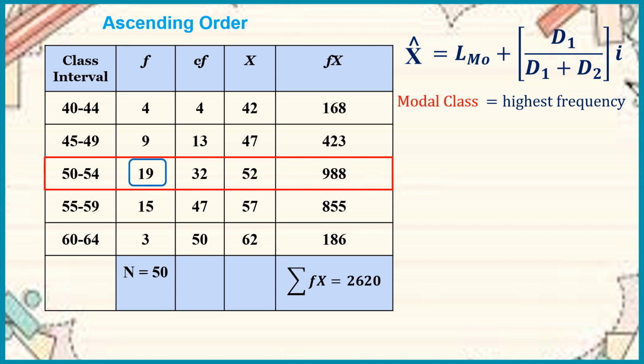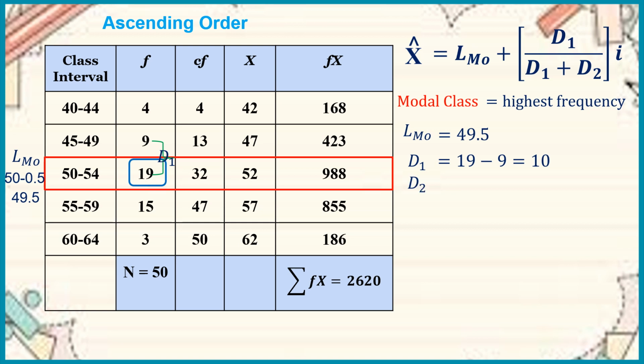And from your modal class, we are going to derive those in the formula. So first, we are going to have your LMO. To get your LMO, we are going to subtract the lower limit by 0.5. So we will be having 50 minus 0.5, which is equal to 49.5. So that is your LMO. Then next, we have D1. How to get D1? From your modal class, we are going to position your D1. And in ascending order, this is your D1. So D1 is equal to 19 minus 9, which is equal to 10.